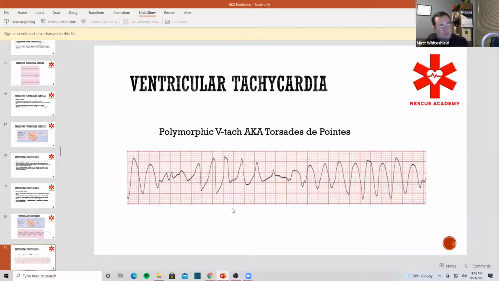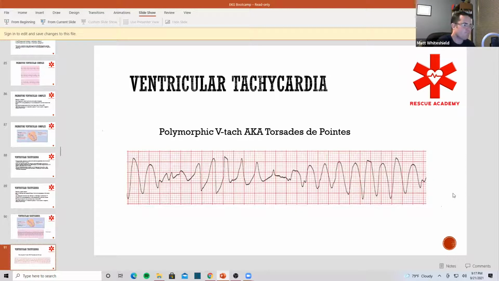Let's take a look at this rhythm and what changes. Right. I see that we have Vtac in appearance, but it kind of gets large and then smaller, and then it goes to almost, I don't know, like a crazy looking Vfib looking rhythm, but then it goes right back into a larger Vtac, right? We call this torsades de pointes, right? Twisting of the points, also known as polymorphic Vtac.